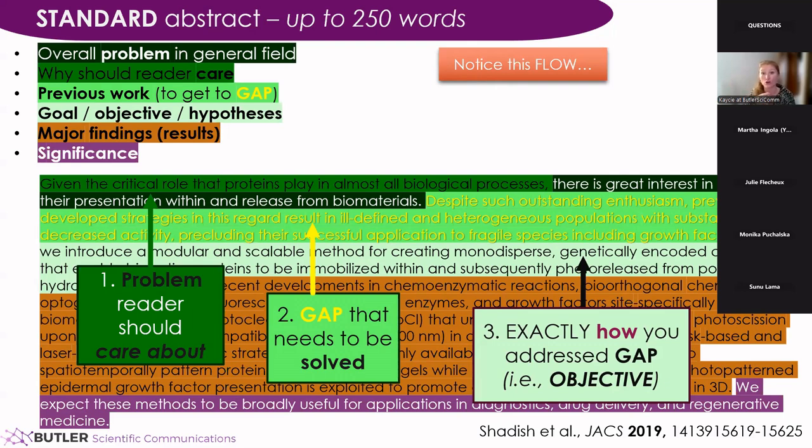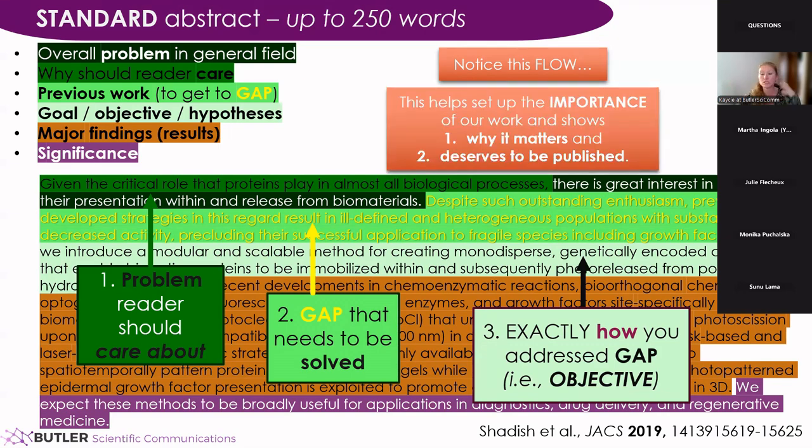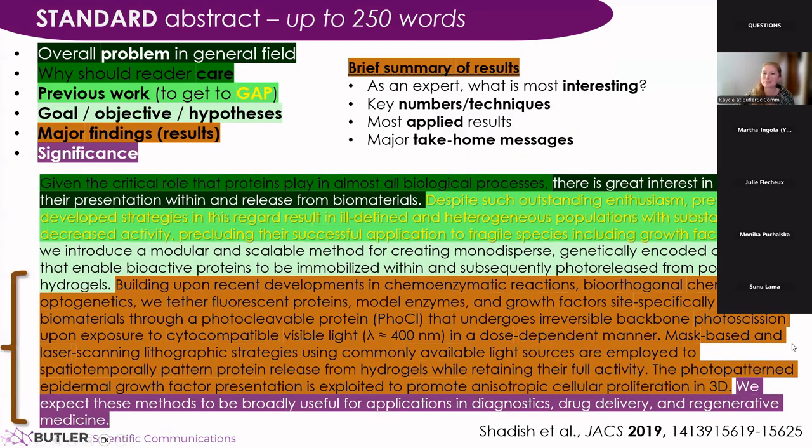we have exactly how we address the gap in this paper using our goal or objective statement. So this flow can be really powerful by telling the reader the problem, the gap that we solved, and exactly how we did it, all back to back in sequence. What we are doing is setting up for the reader the importance of our work. We are showing them why our work matters and why that work deserves to be published. So please take this flow with you guys when you write your abstracts.